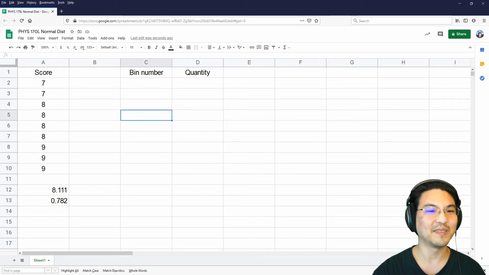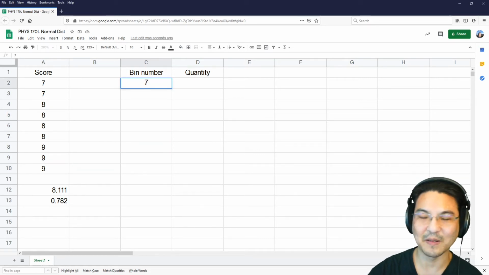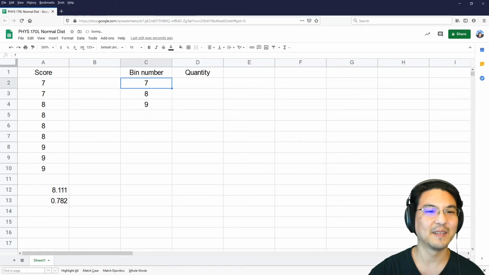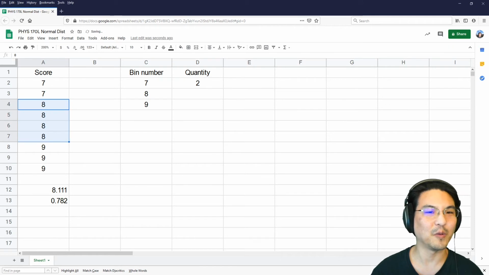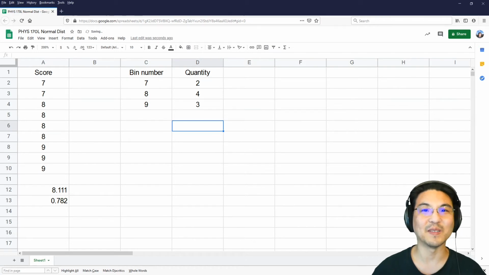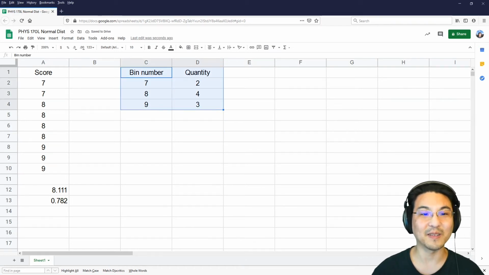But in bins, it's like there's bin 7 and 8 and 9. And in bin 7, we had 2 of them. In bin 8 we had 4, and in bin 9 we had 3 of them. So now how do we find the mean and standard deviation when the data is like this?